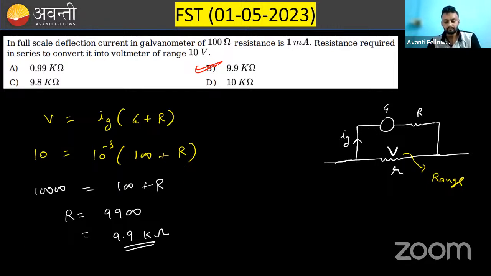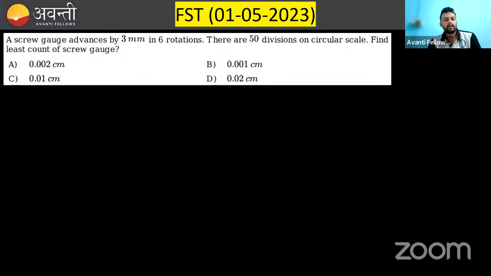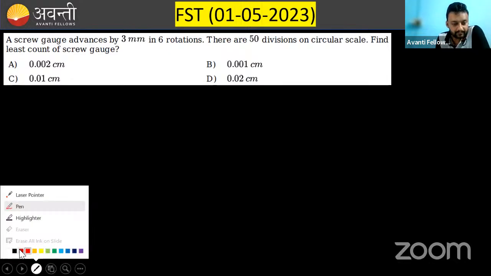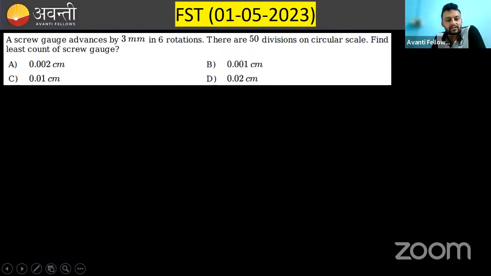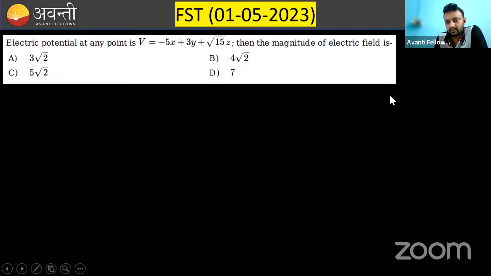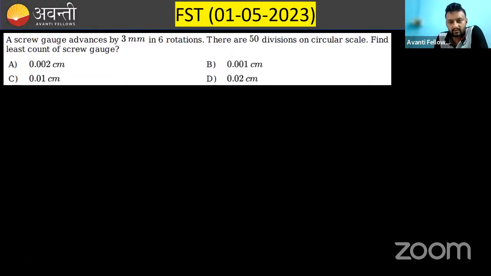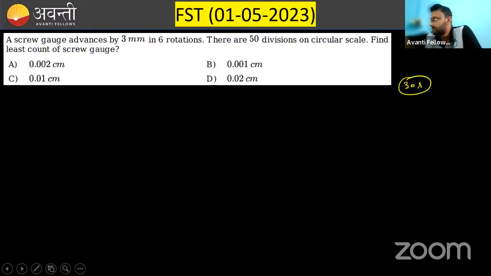Clear? Next question. There is a screw gauge. We have studied screw gauge in the measurement chapter, I think. A screw gauge advances by 3 mm in 6 rotations. There are 50 divisions on the circular scale. Find the least count. I will give you 30 seconds to solve this out.